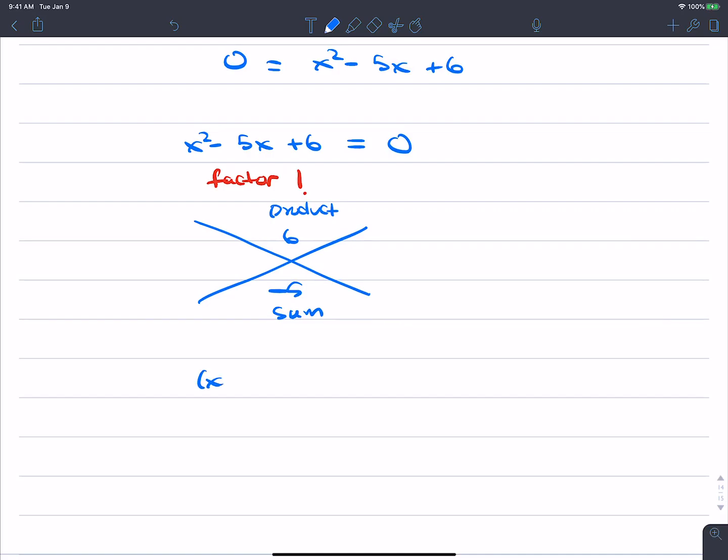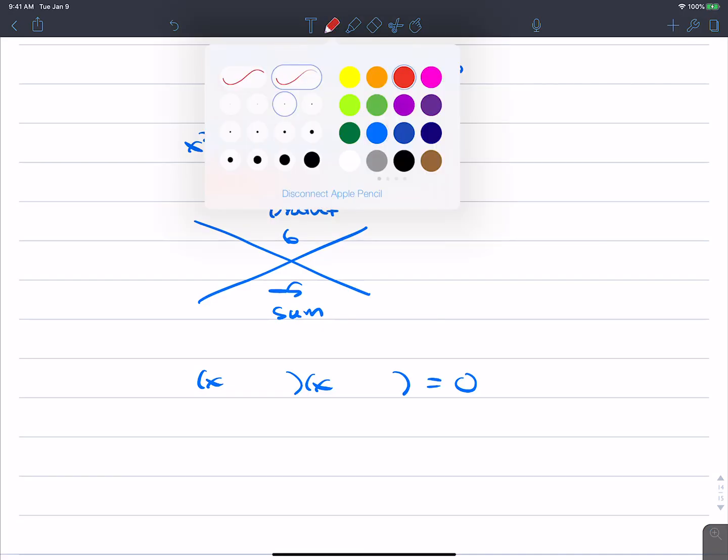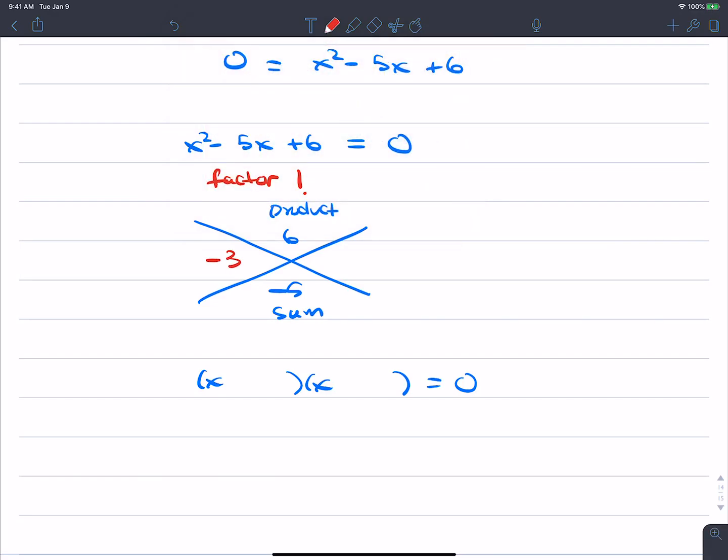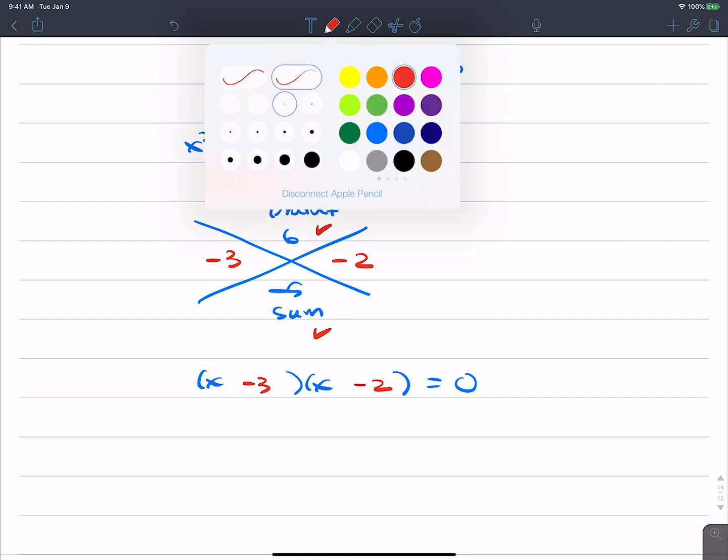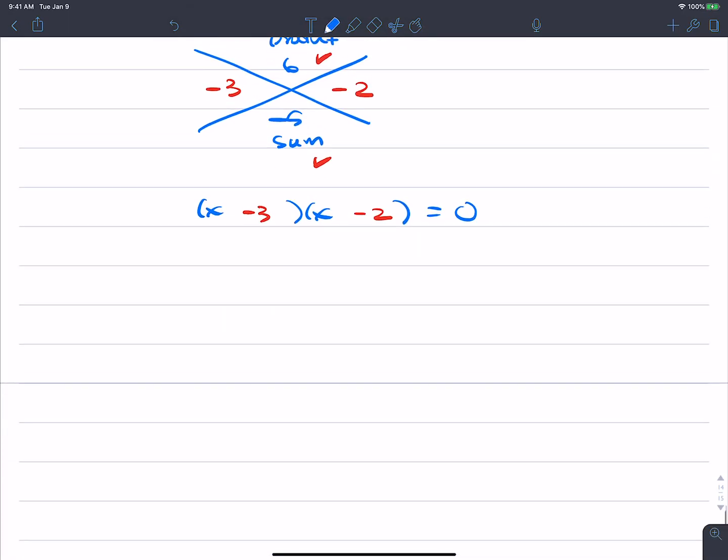So we have x. So what two numbers multiplied together is positive 6, but when added is negative 5? What are the numbers? Negative 3, negative 2, is that right? Negative times a negative is a positive. Is that true? And then if we add them, isn't that negative 5? Okay, so it's -3, -2. Good. Zero product rule.